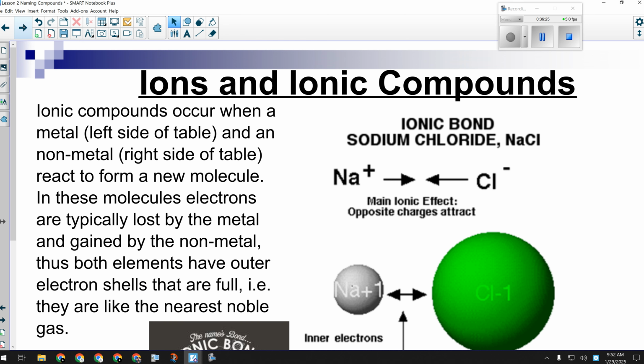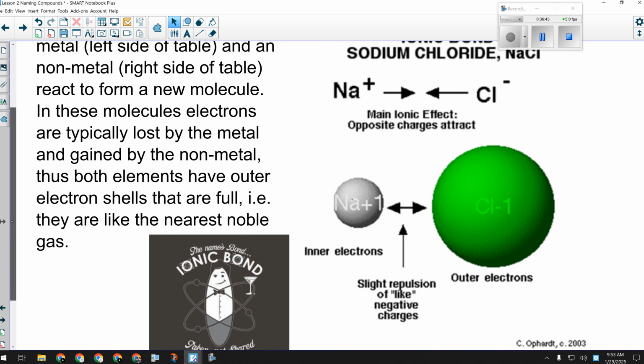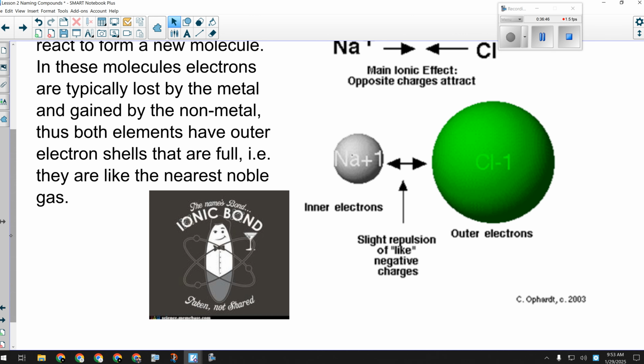All right, so as we were saying here, ionic compounds occur when a metal from the left side and a non-metal from the right side react to form a new molecule. In these molecules, electrons are typically lost by the metal, gained by the non-metal. Thus both have their outer electron shells full, and that's exactly what they are looking for.